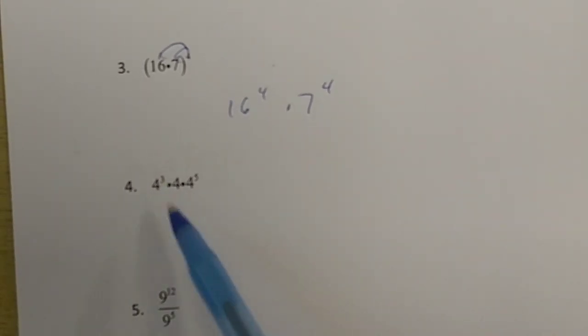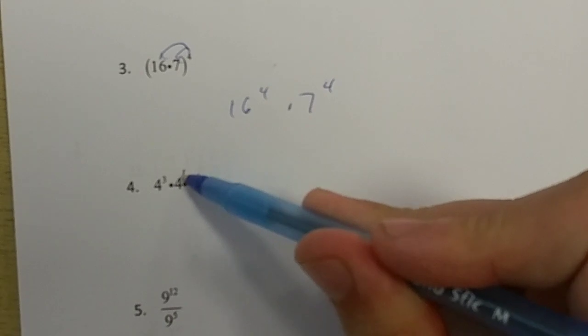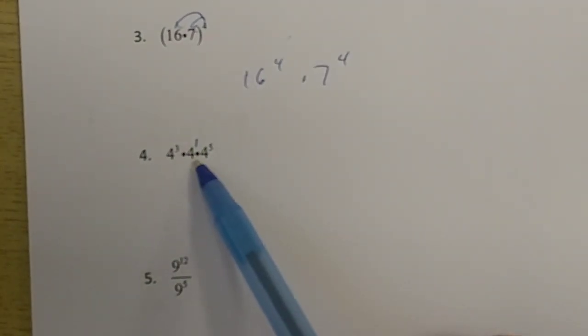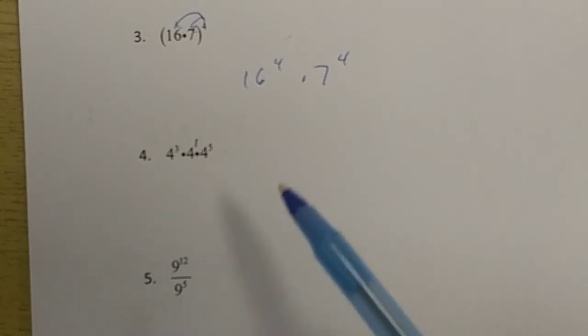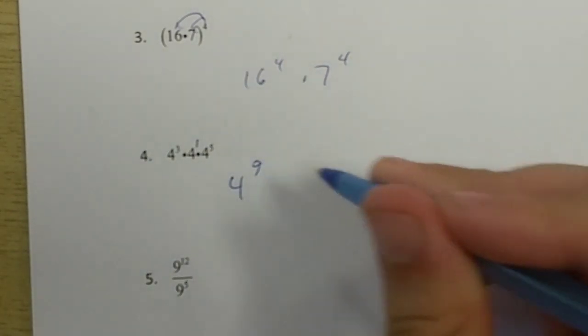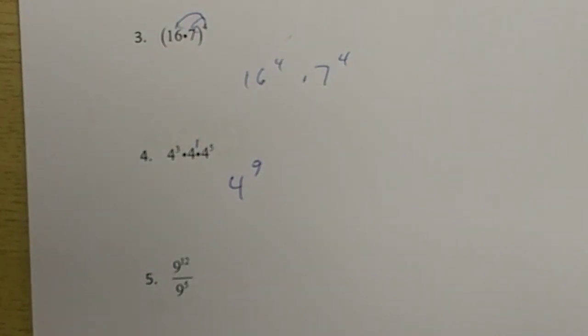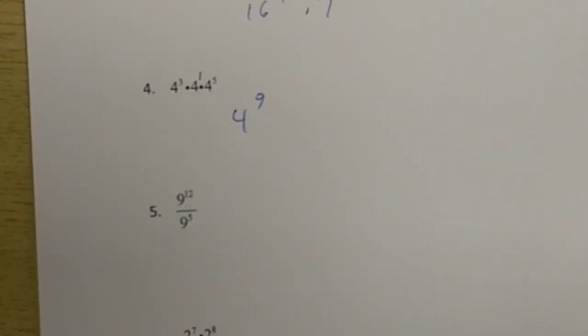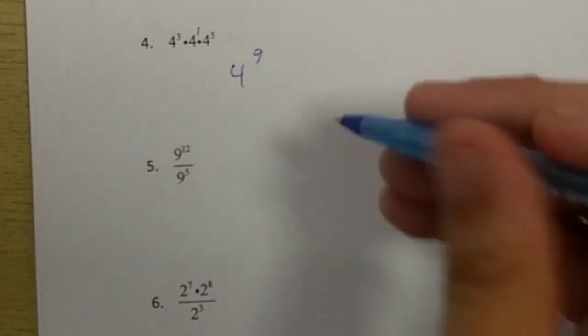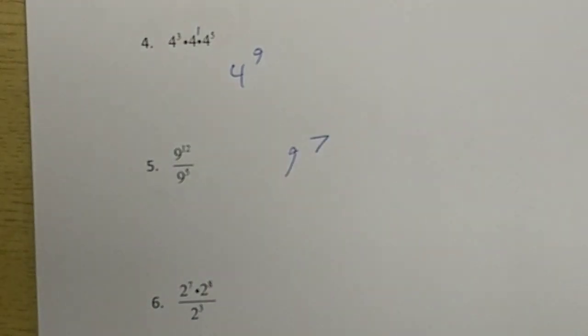Down here, if you don't see a 1, it's an invisible 1. So it's 4 to the third power times 4 to the first power times 4 to the fifth power. Add that up together, that'll be 4 to the ninth power. 5 plus 3 plus 1 is 9. When you divide, it's the opposite of multiplying. So multiplying we add, divide we subtract. So 12 minus 5, 9 to the seventh power.